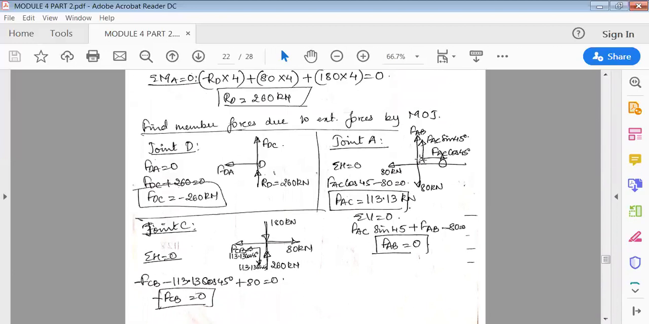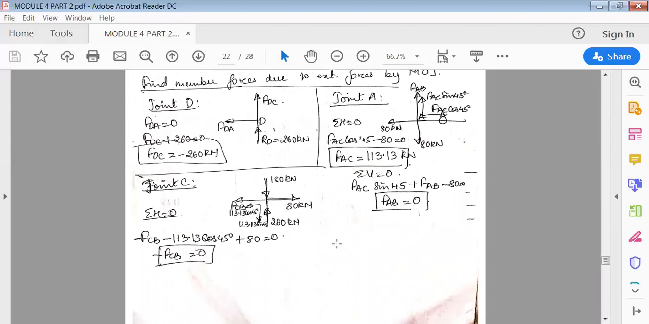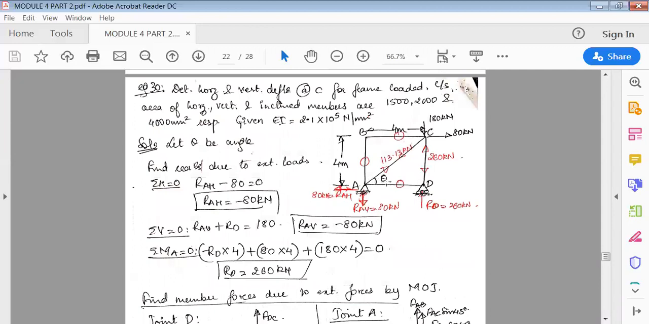Similarly, summation V is equal to 0. So vertical forces FAB plus FAC. FAC I've already calculated, so substitute the value here, and minus 80 is equal to 0. So you'll get FAB as 0. So put all the answers in this part of the truss, and then once you go on finding out, we found out 1, 2, 3, and 4.